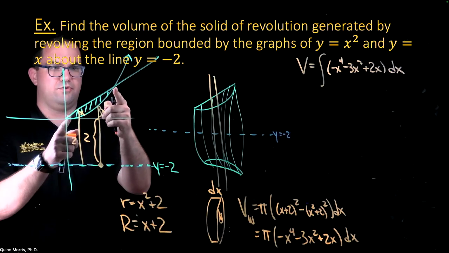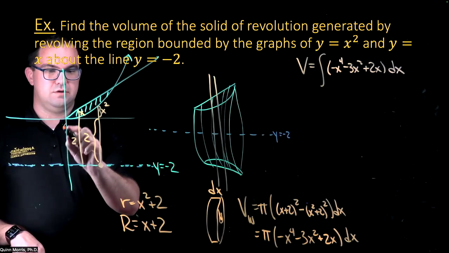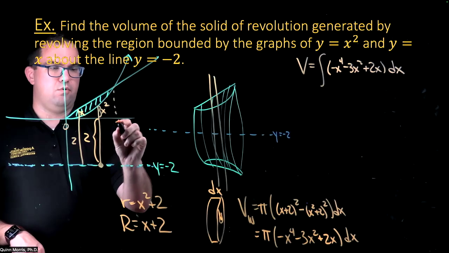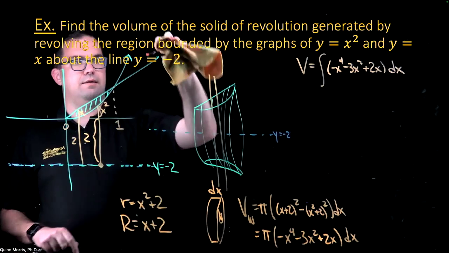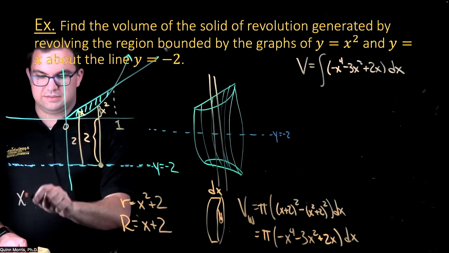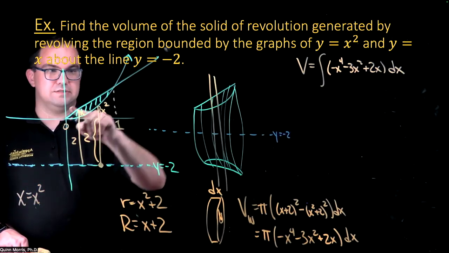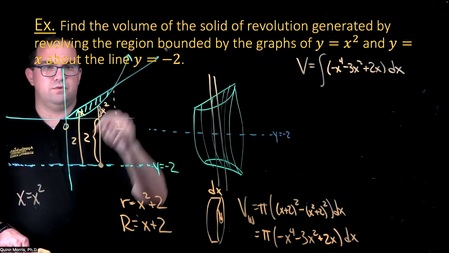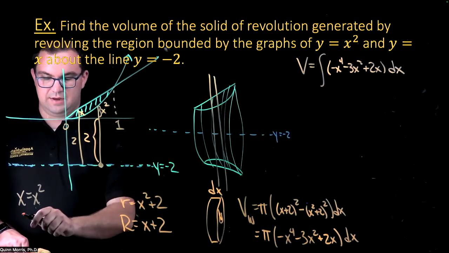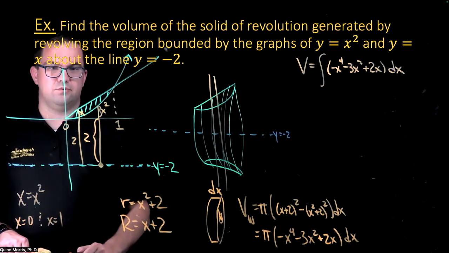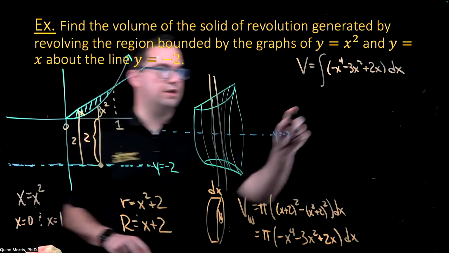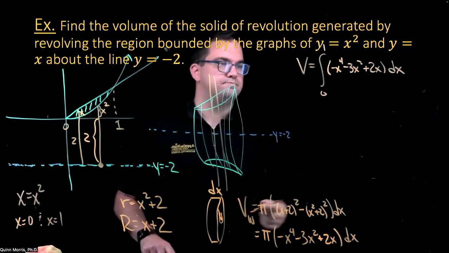Well, I want to integrate over this whole range of x values. These intersect at 0 and 1. Again, this would be where x is equal to x squared, right? Because this is y is equal to x, this is y is equal to x squared. So it's where they intersect, which is when x is equal to 0 and x is equal to 1. Okay, so I'm going to integrate from 0 to 1.